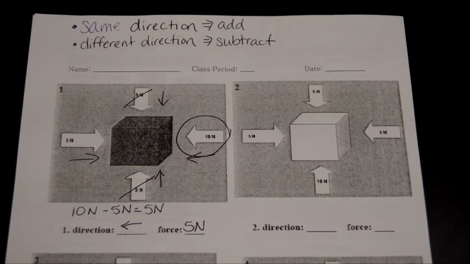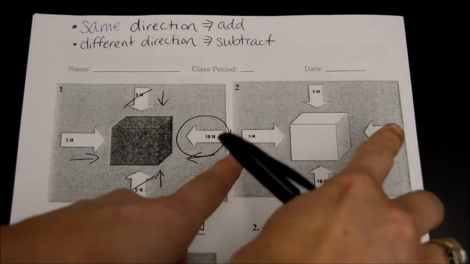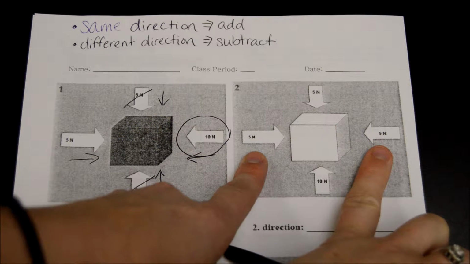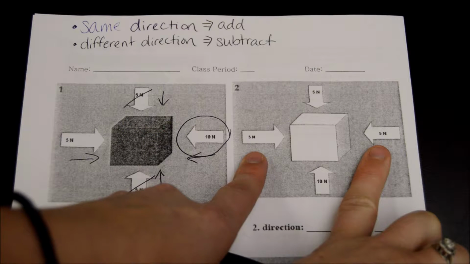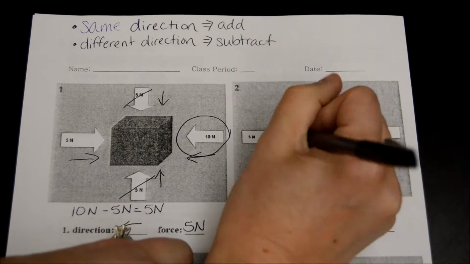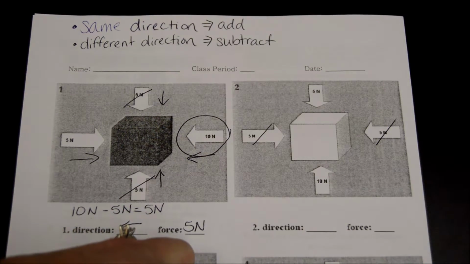All right, we're going to do the same thing for number 2. First thing I notice are these 2 arrows. They're working in opposite directions. Opposite or different directions tells us that we're going to subtract, and they are the same number, so that means they're just going to cancel each other out.